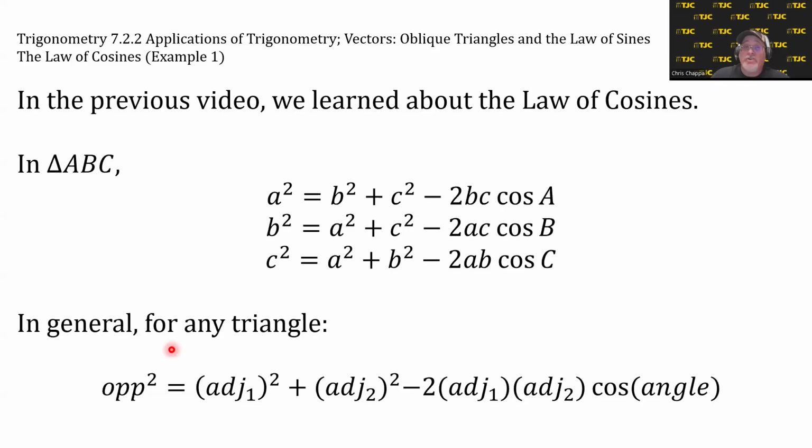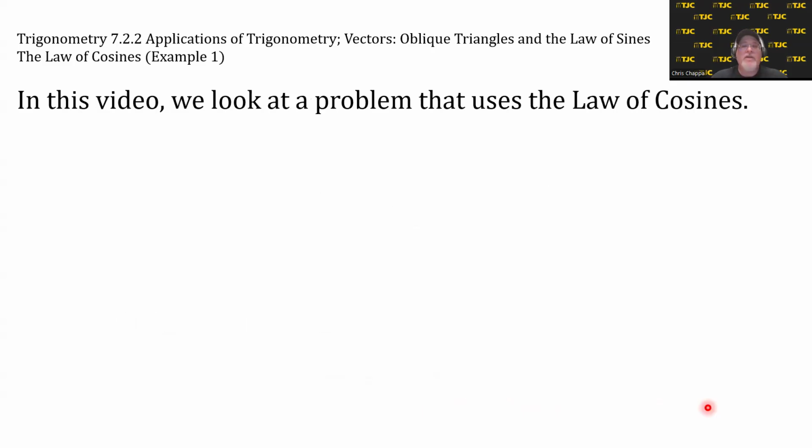But in general, for any triangle where you focus on a particular angle, the square of the opposite side is equal to the sum of the squares of the adjacent sides minus 2 times the product of the adjacent sides times the cosine of that angle. In this video, we look at a problem that uses the law of cosines.